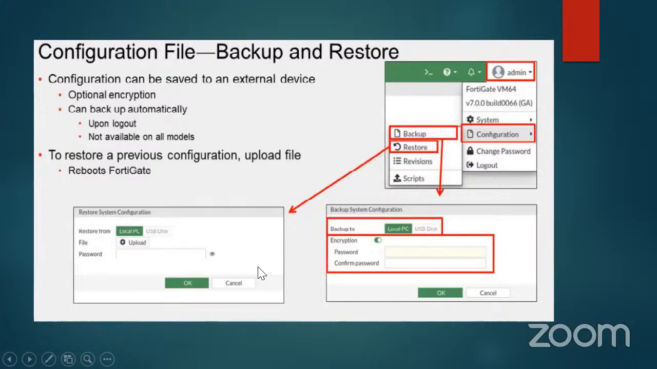And if you want to put the configuration on Fortinet, you'll use the restore option, and in a similar way, choose the file which you want to upload on Fortinet, choose the config file and click OK. That's how you can backup and restore the configuration.